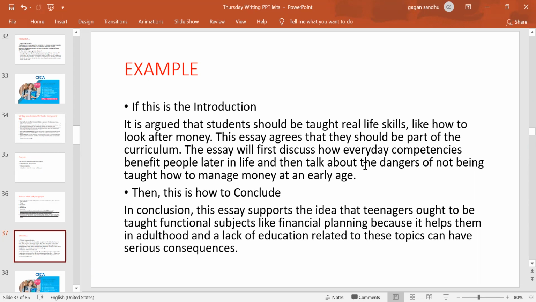And why do they need to learn this? So they have given here what the essay has discussed. This is in the outline. That's what I have to say here, because it helps them. It is in question form here: how these competencies benefit later in life, and then the dangers of not having these traits.